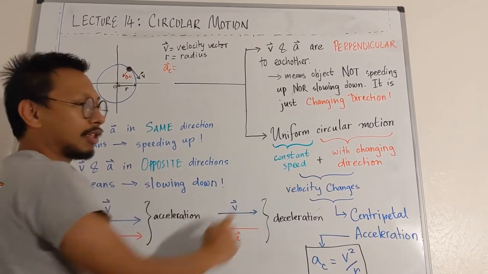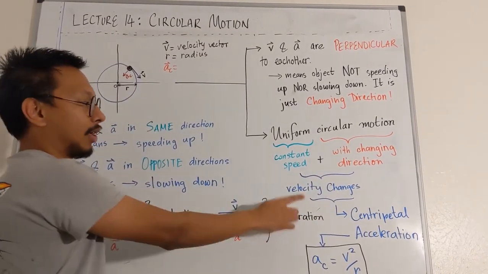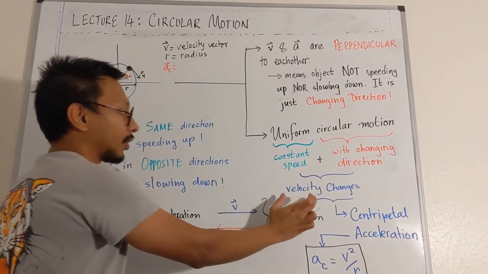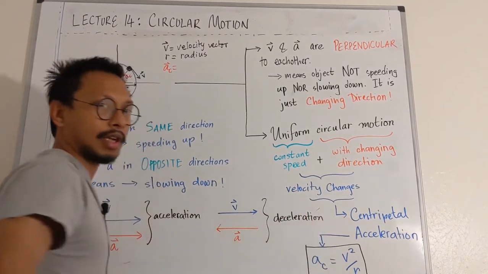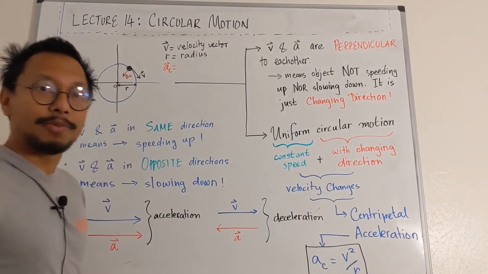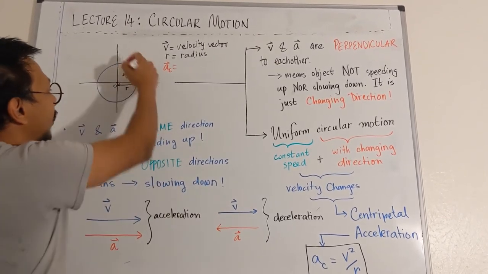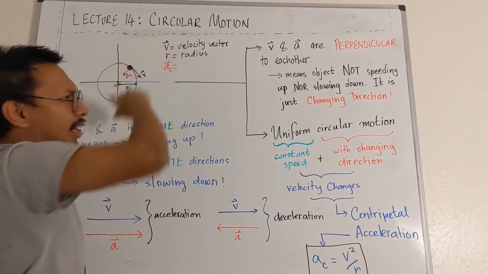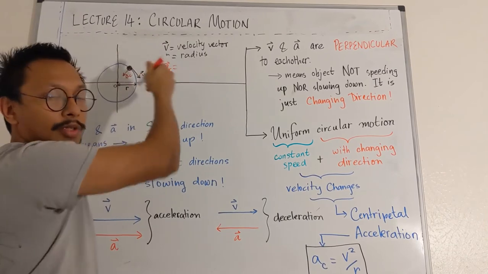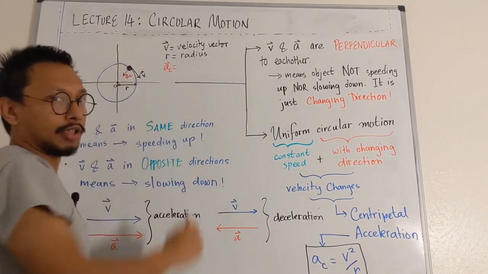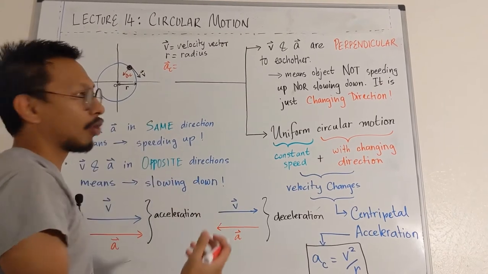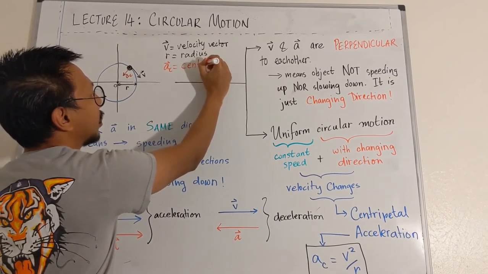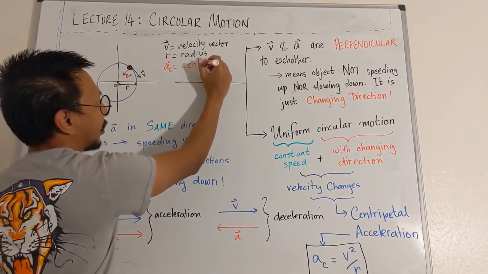Hence, we say that there is a change in velocity due to the change in direction. Since velocity is changing, acceleration, as we know, is defined as the change in velocity over time. Since velocity is changing, we have acceleration, and we call this acceleration the centripetal acceleration. Why? Because anything that's moving in a circle will have the velocity vector pointed tangential to the circle. The acceleration will always be perpendicular to that velocity vector, therefore always be pointing to the center of the circle. Hence we call it centripetal, which means center seeking acceleration.